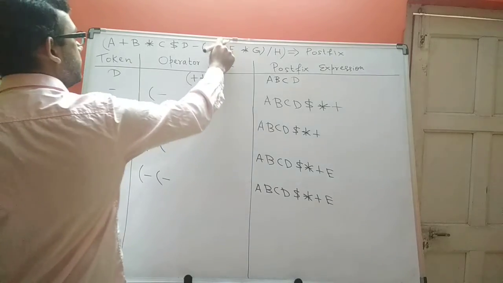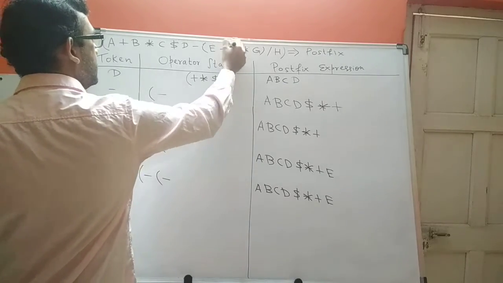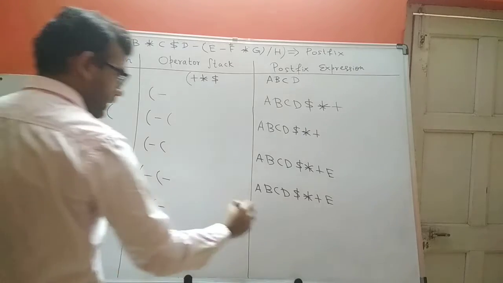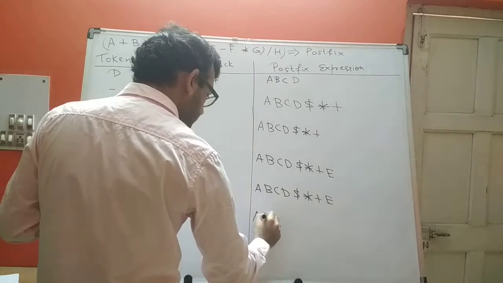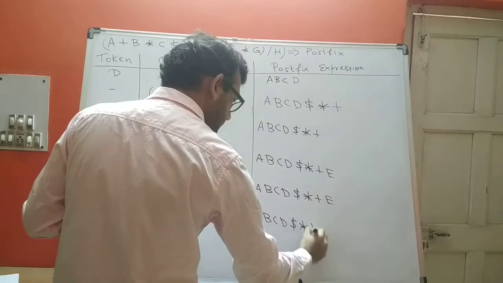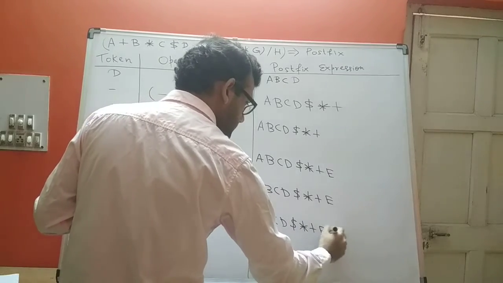Now after this, what you get is F. Now F is an operand, so I will add it to the output.